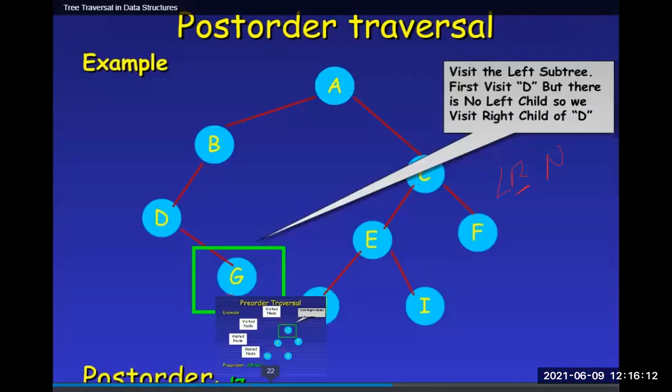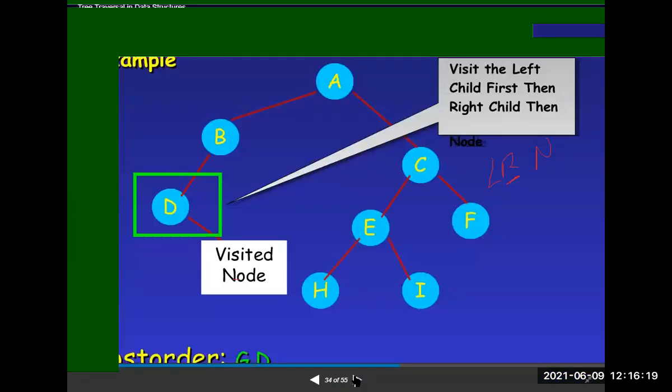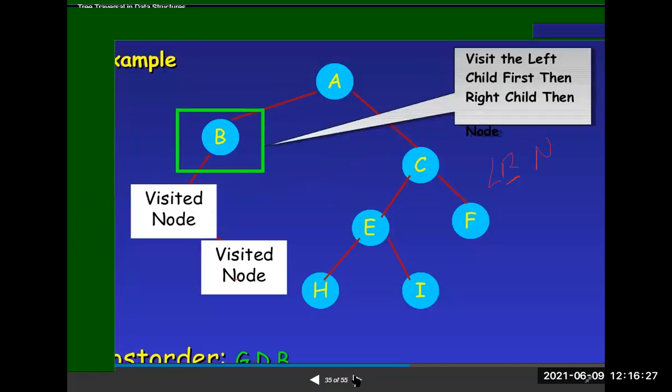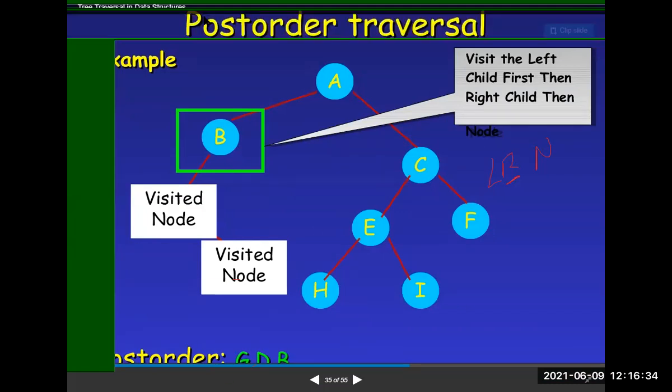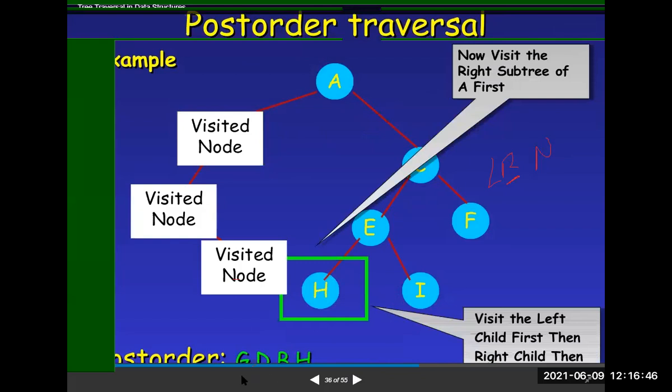Then after G, you give priority to the parent, that is D. Then you give priority to the right. Here there is no right, so you go to the parent, that is B. If there is a right to B, then we give priority to the right. If there is no right, give priority to B only. After that, move to the right. Then if there is a left, you see the left here. There is a left here, H. So directly move to H.